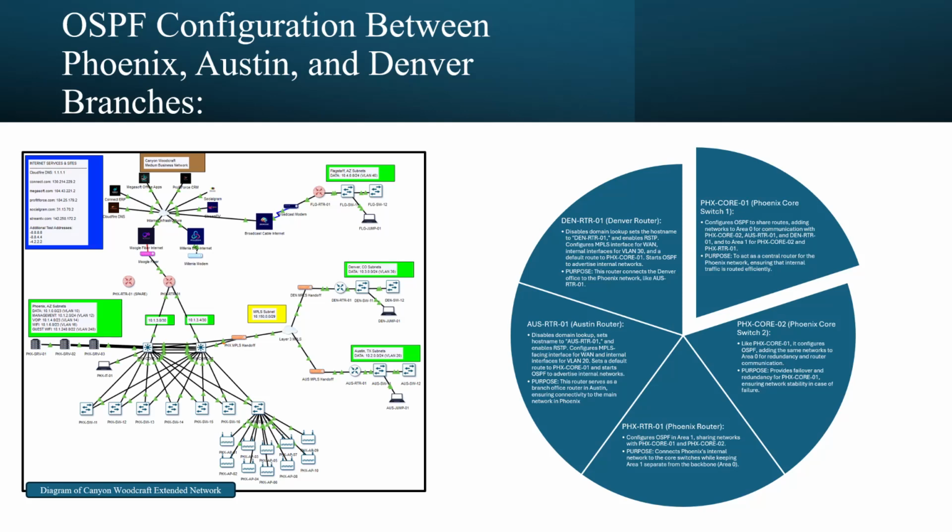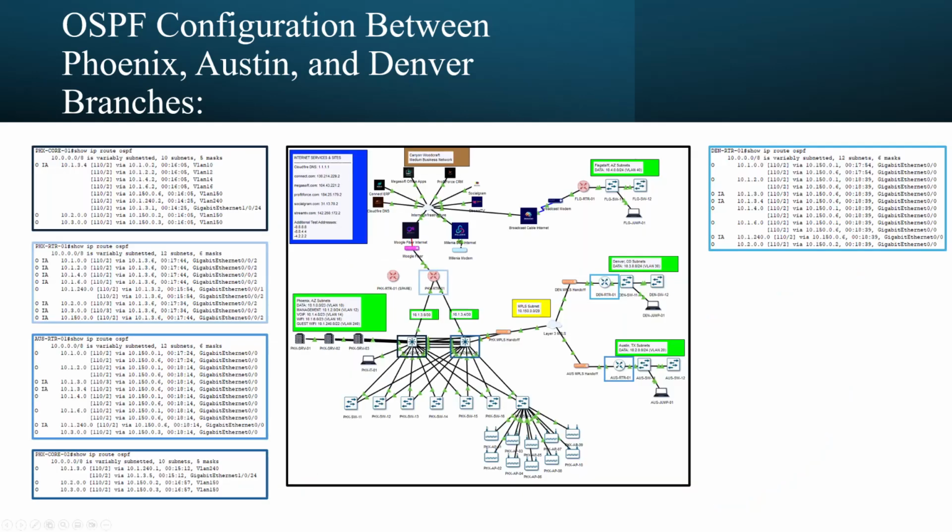AUS RTR01 and DEN RTR01 serve as branch office routers in Austin and Denver, respectively, configuring MPLS interfaces for WAN, VLANs for internal networks, and OSPF to connect to PHX Core 01. Together, these configurations ensure efficient routing, redundancy, and seamless communication between the Phoenix network and its branch offices.